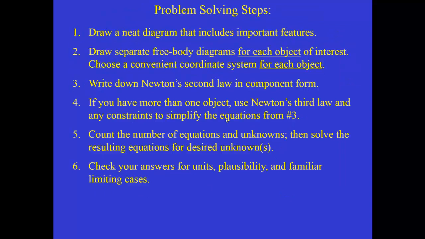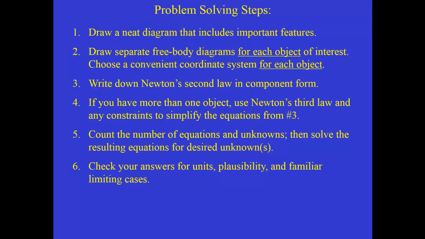Now, for problem-solving steps, we will always follow these 6 steps when we set up Newton's second law problems. First, we'll always draw some kind of a neat diagram that includes important features of the system that we're studying. Secondly, we'll draw separate free body diagrams for each object of interest. And having drawn those free body diagrams, we will then choose a convenient coordinate system that will make analyzing the problem simple.